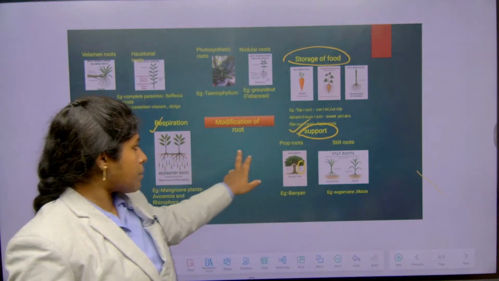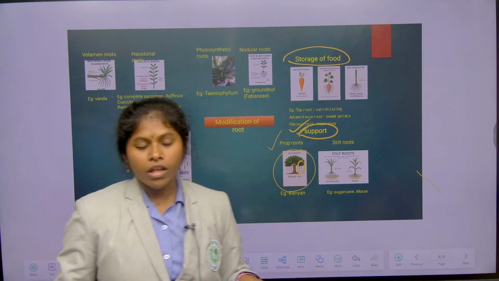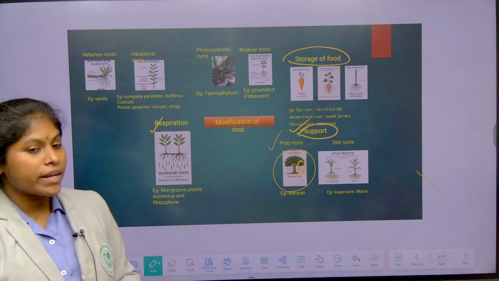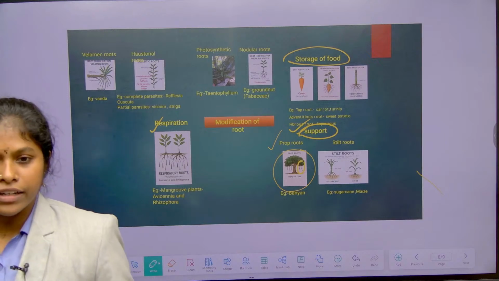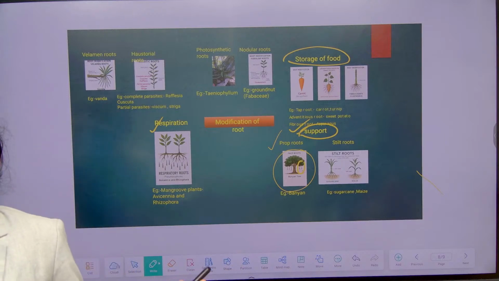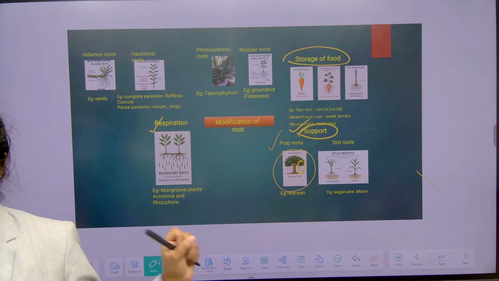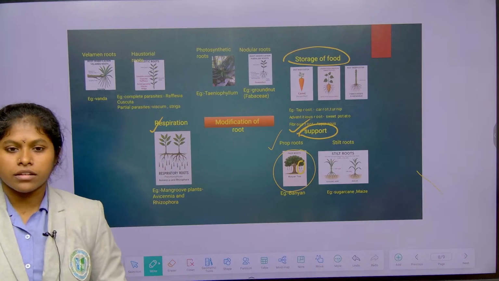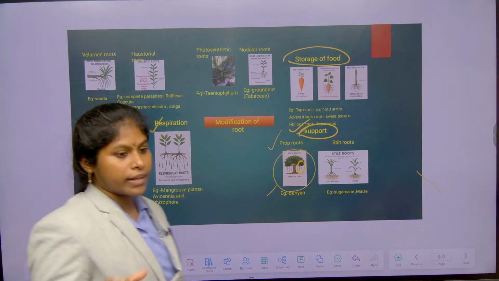First we learn about support. The example of prop roots is the banyan tree. The roots arise from the branches and are fixed into the soil, and provide support. If heavy wind came, the plant's own roots cannot support its entire strength. At that time roots arise from the branches and are fixed into the soil. It gives support, and with the help of that support the plant does not fall off in heavy winds. What are the examples for that? Banyan tree.